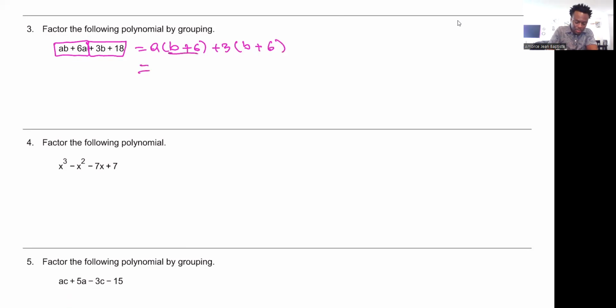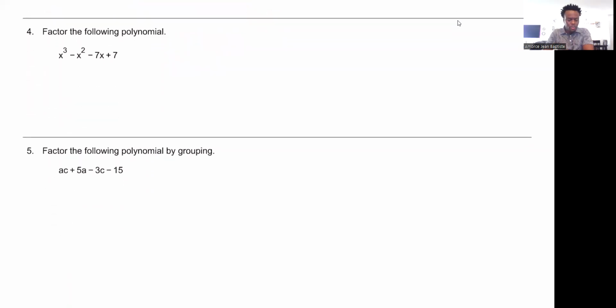And then we can do the same thing we did in the previous problem. Factor this binomial B plus 6 out. So that's B plus 6 out. And then A plus 3 for the second pair of parentheses that completes the factored form of this expression.